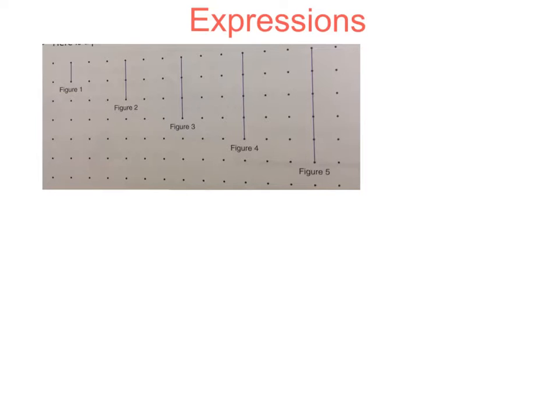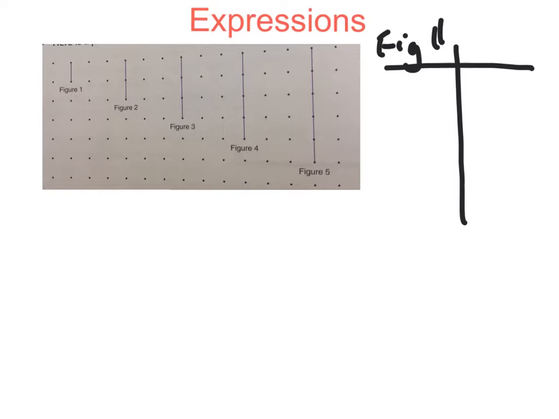Alright, here we have a pattern of line segments drawn on dot paper. Well, I'm going to make a table, a T-table, and on one side I'm going to have the figure number. So I'll just write fig number, try to do it neat for you, and number of dots. Okay, so in figure 1, how many dots are there?